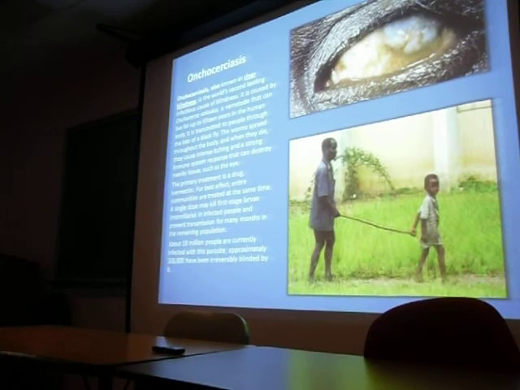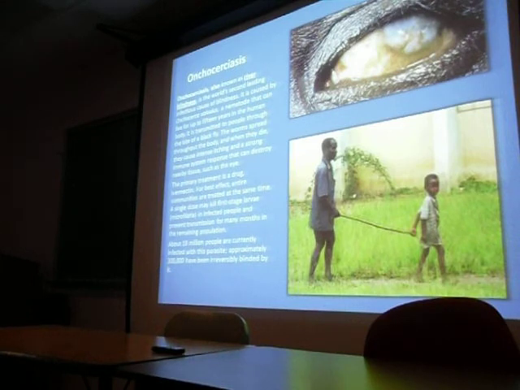And onchocerciasis, a major cause of blindness in the world. It's caused by a little nematode like the ones you saw out in Lake Elbert, a little bigger than that, though. They're not always microscopic. You'll see tons of pictures like this all over Central Africa where this is endemic, a little kid leading the blind man around by the stick. You see how the worms get along in the eye, in the conjunctiva, and start to scar the cornea, and then they basically go blind after that.